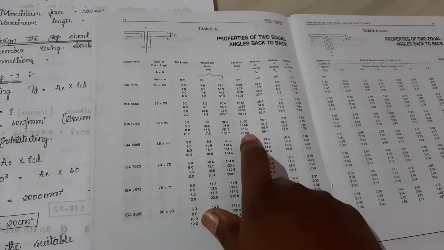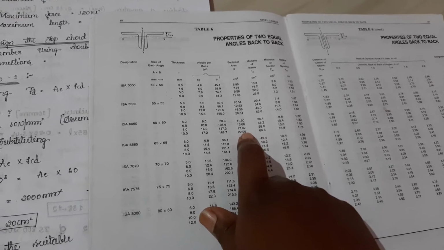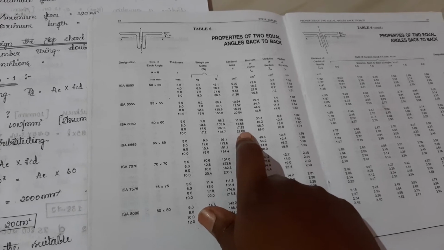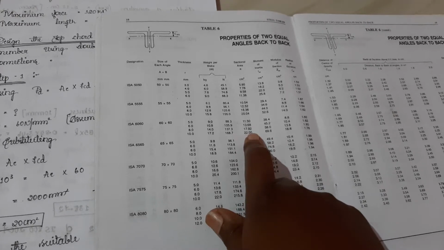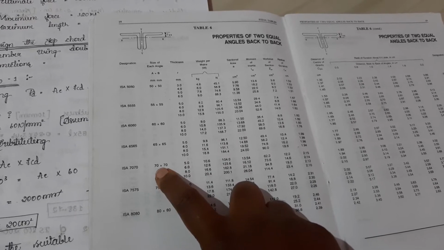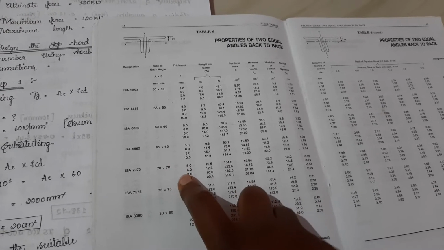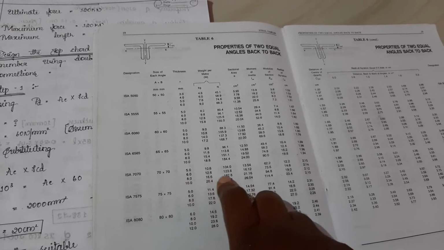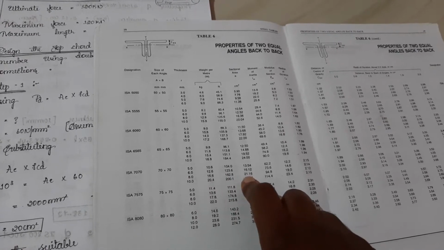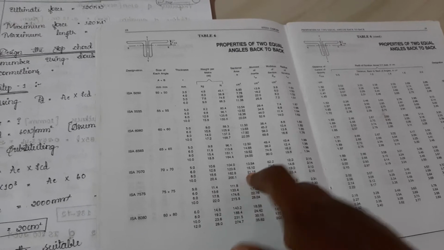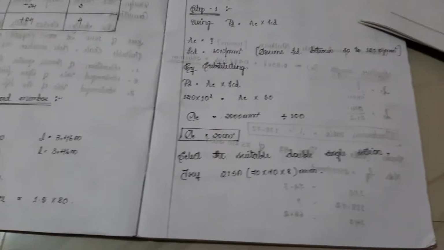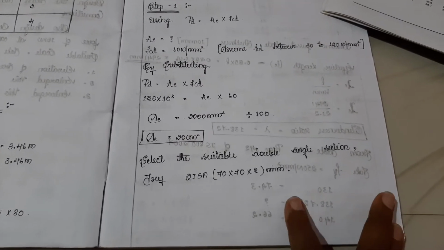It's not an issue. I am not saying that you are not supposed to take it. You can take it also, and you can do a design. So here I am going to select 70 by 70 by 8 mm. The area of this is 21.16. So write down this: select a suitable double angle section.